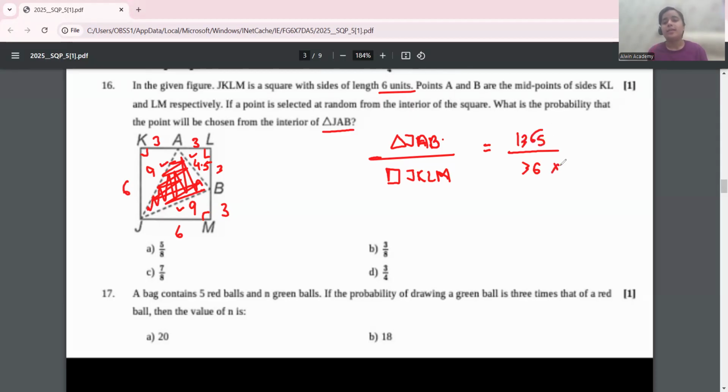36 minus 22.5, that would give us 13.5. And I can multiply this here. We get 9 fours are, 9 15s are, 3, 2. So 3 by 8, option number B.